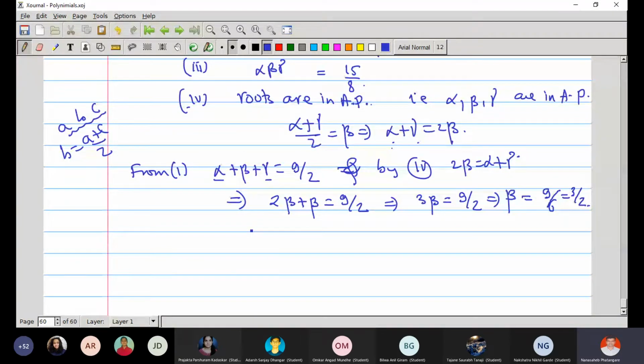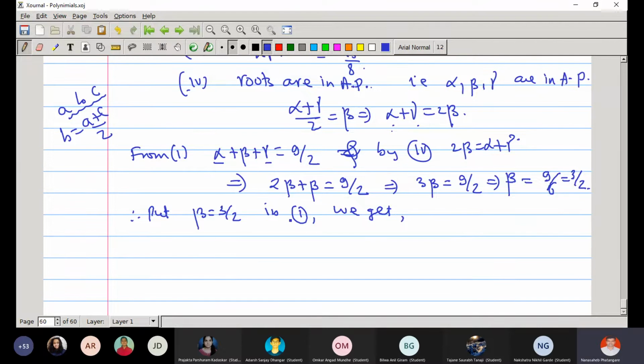Okay, now put beta is equal to 3 by 2 in 1. Then alpha plus gamma plus 3 by 2 is 9 by 2, and therefore alpha plus gamma is equal to 9 by 2 minus 3 by 2, so 6 by 2, so it is 3. Let us call it as expression 5.